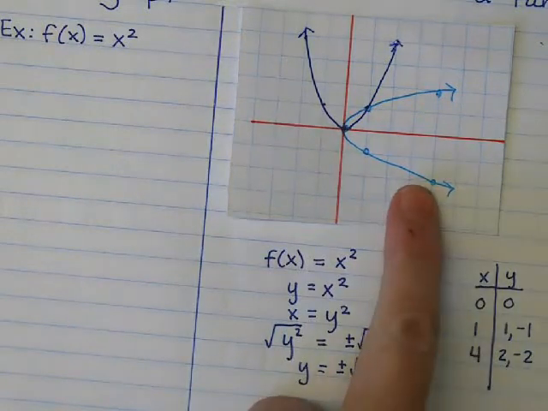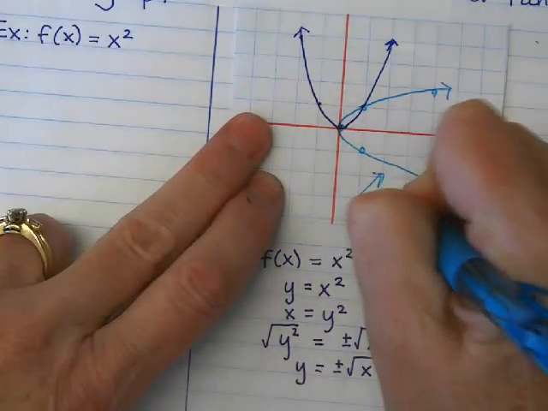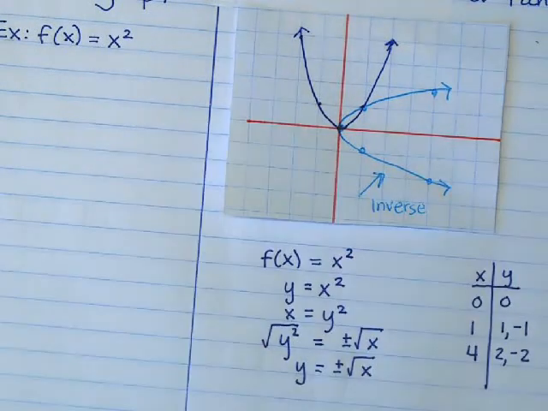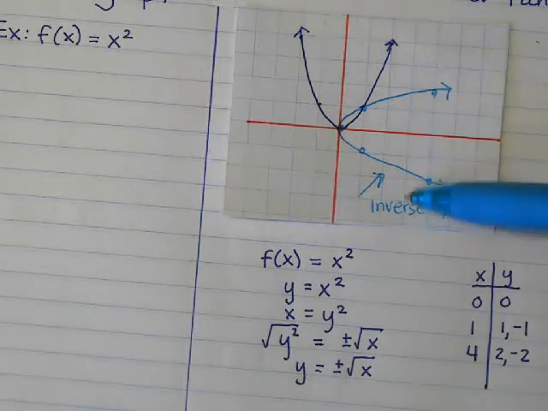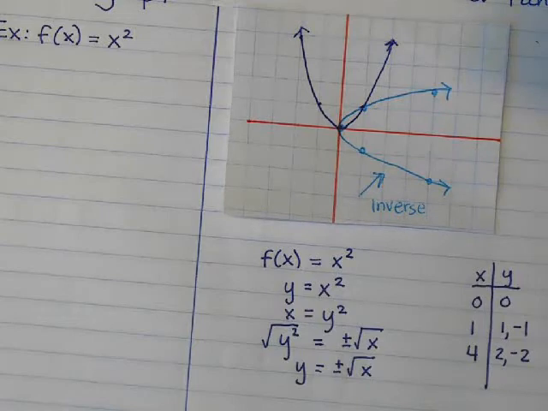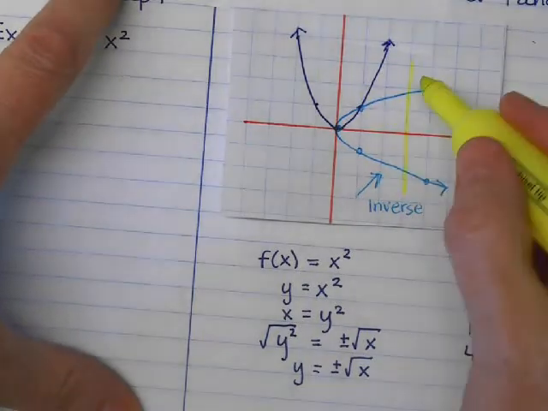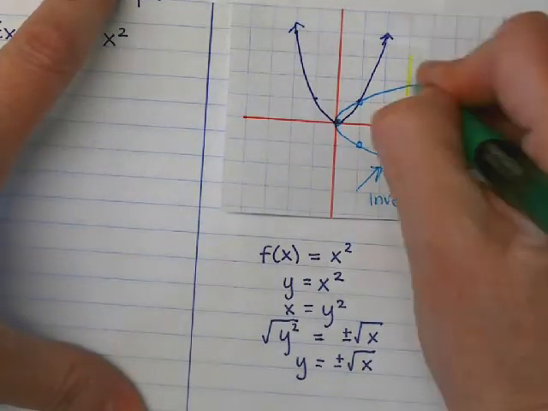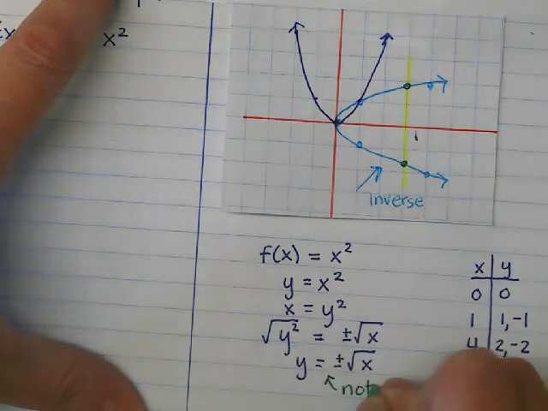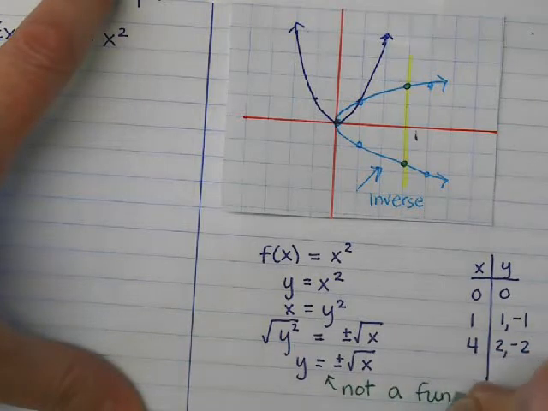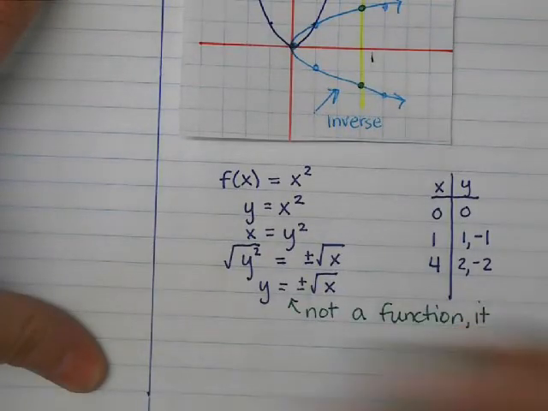So is this blue function right here, that's the inverse function, is it a function? Well, hopefully you're remembering the vertical line test. The vertical line test said if a vertical line goes anywhere through this graph and it touches in more than one spot, then that graph is not a function. So I could say, well, look right here. If it touched right here, and it touched right here. So I'm going to say that this is not a function, and the reason is it fails the vertical line test.